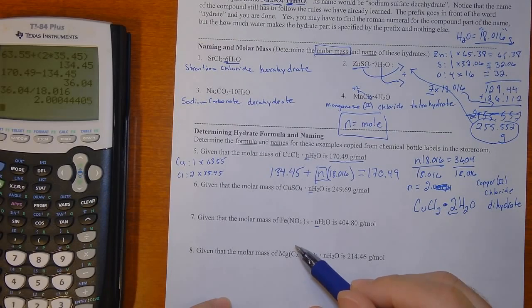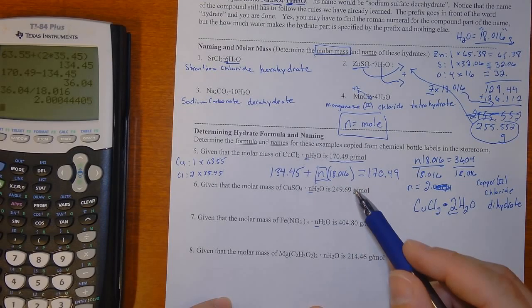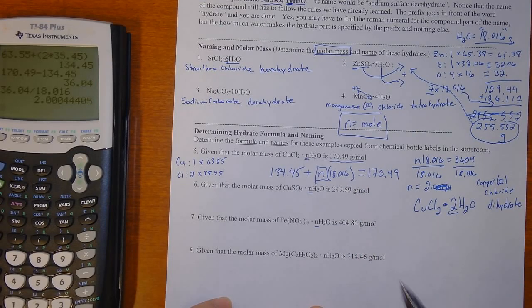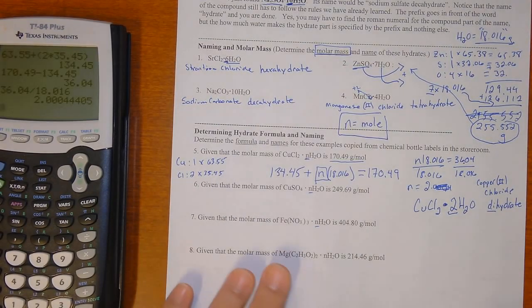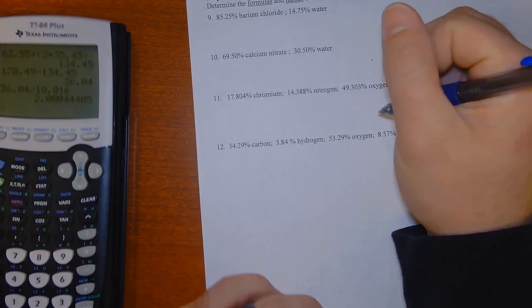You're just finding the molar mass of each of your salts, adding it to this equation here, and then setting it equal to the given molar mass. And then you solve for N. That N will tell you what number to put there, and then that'll also tell you what prefix to use in your written out formula. Okay. On the back, it gets a little bit more involved.